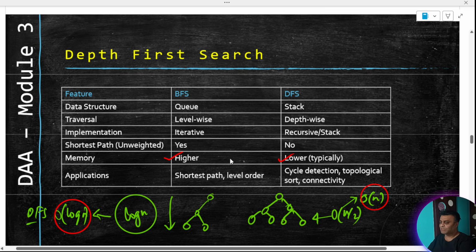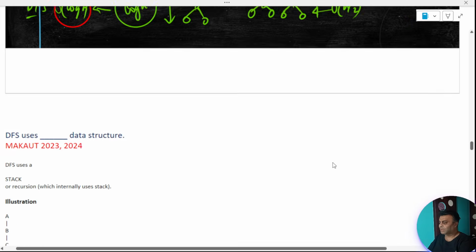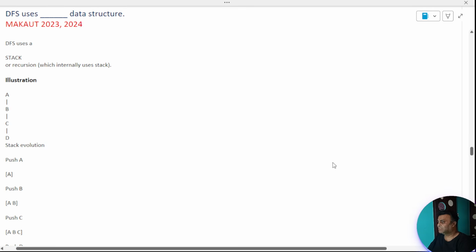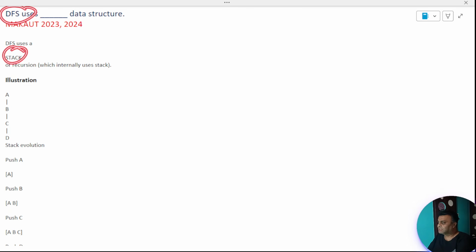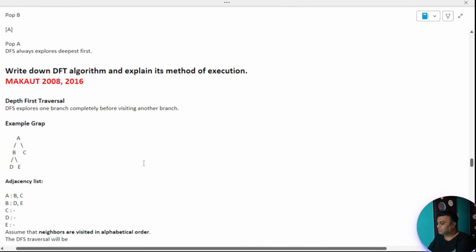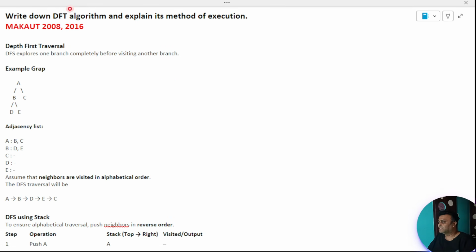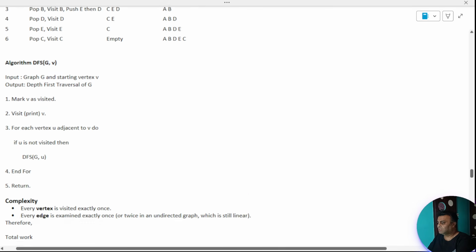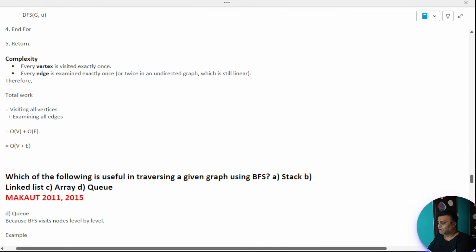We use it for shortest path. It is used for topological sort, connectivity. Depth first search is used for that. Now in terms of the questions that have come, very simple questions from this chapter. We have DFS uses. We know it uses a stack. We have discussed it just now. We have discussed the algorithms for the depth first traversal. We have done this algorithm. The same thing I have written here. This algorithm along with the complexity.